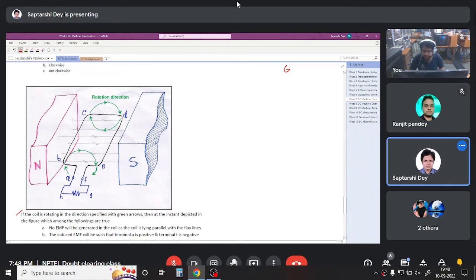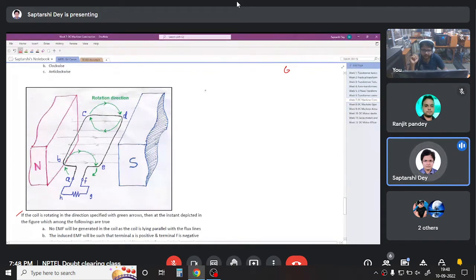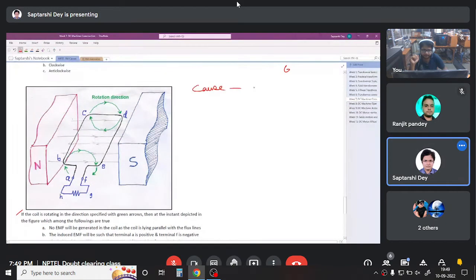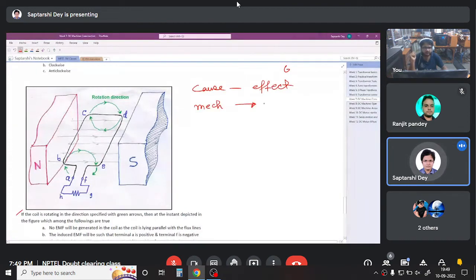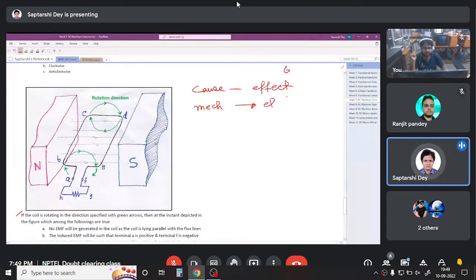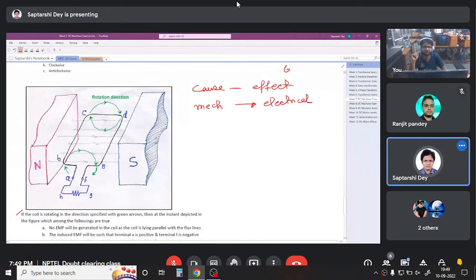Now you see here the rotation is given. We are again coming to the cause and effect. Here the rotation is given, the mechanical thing is given, and that is creating some electrical effect. So this is a generating action.